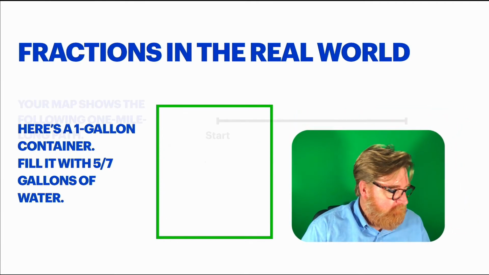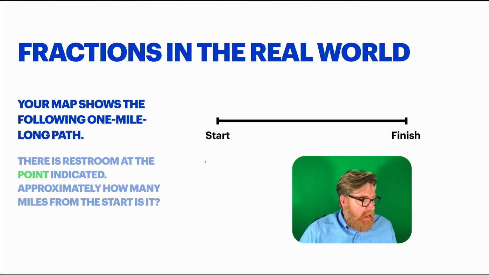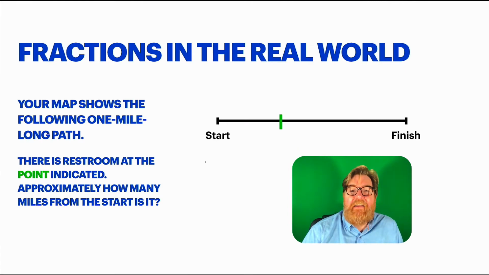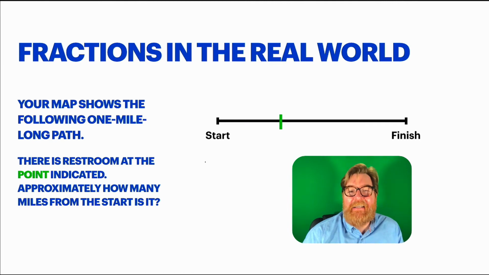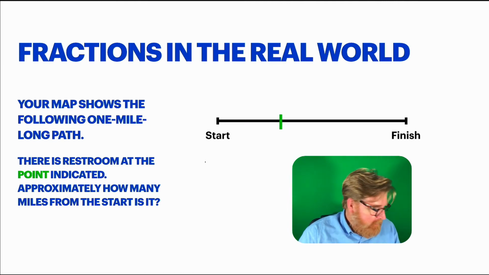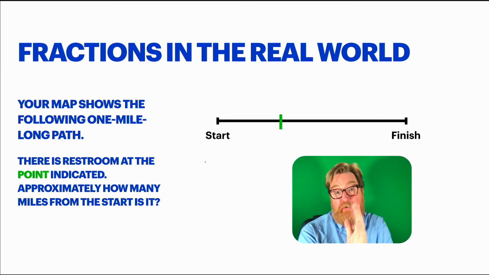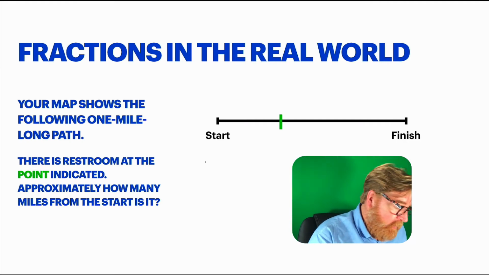All right. Here's a cool one. Let's say you're looking at a map, and you've got this 1 mile path from start to finish. And there's a bathroom listed on the map, and let's say you have to go. So you want to know exactly how far it is from the start. Should you go at the start, or can you wait till you get to the bathroom? So let's see if we can figure out how far from the start is that bathroom marked on the map with that green tick mark. So let's see.